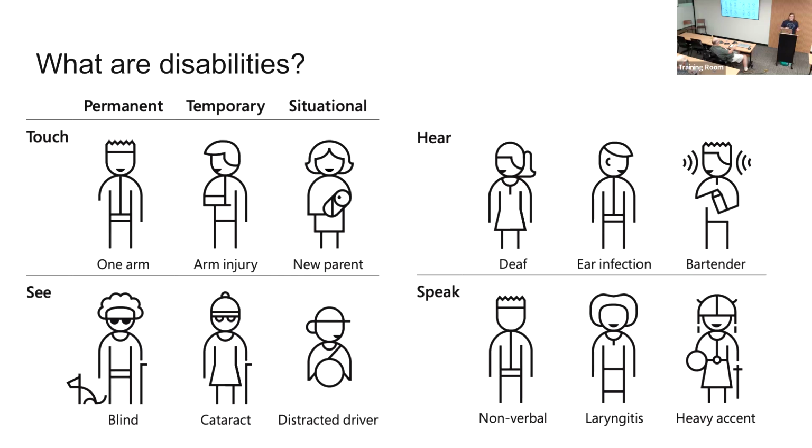For speech disabilities, a permanent example would be nonverbal. Temporary, you have laryngitis and lose your voice. And situational, a heavy accent. So hopefully these can showcase that disability is something that everybody will experience at some point in time, especially taking into account situational and temporary disability.